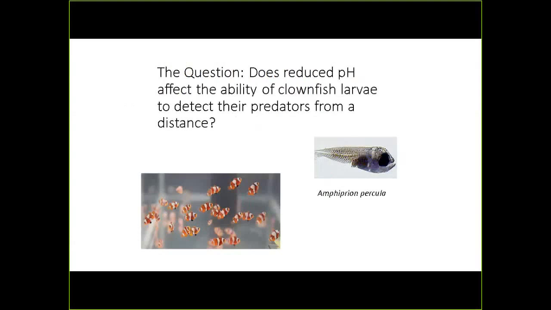So the question is, does reduced pH affect the ability of clownfish larvae to detect their predators from a distance? We've known for a while that these larvae can smell a predator from a good distance and swim the other way. So what is the effect of reduced pH, more acidified conditions, on that? And there's the larva up there on the right.